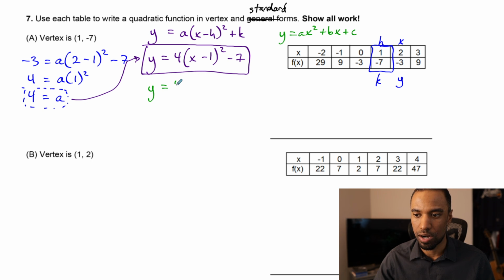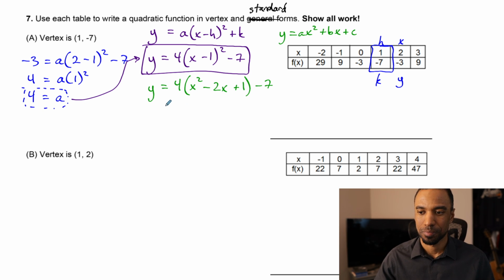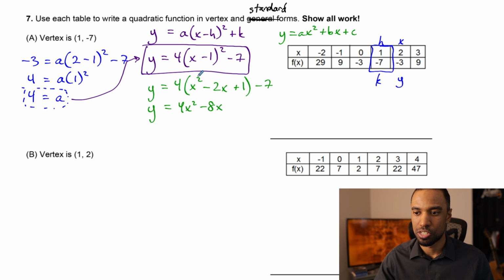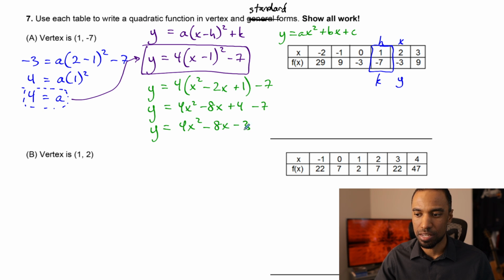Expand the x minus 1 quantity squared. You square the first term. You double the product of negative 1 and x. You square the last term. There you go. Minus 7. Distribute 4x squared. Distribute minus 8x. Distribute plus 4. All right, 4 minus 7 is negative 3. So that's 4x squared minus 8x minus 3. There we go. There's standard form.